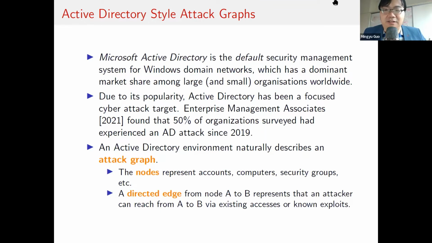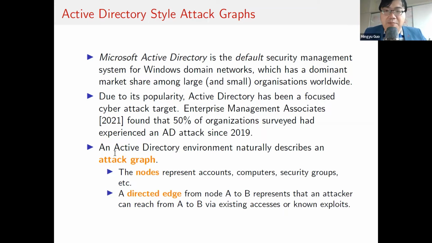And somehow this problem is exactly a graph-based problem. This is a security management system written by Microsoft, the default one for Windows domain networks. Because it manages accounts for most organizations worldwide, it receives a lot of targeted attacks. For example, one survey says that in the last 2 years, about 50% of organizations experienced Active Directory-based attacks. And this is probably an underestimation, because maybe organizations got attacked and don't even know.